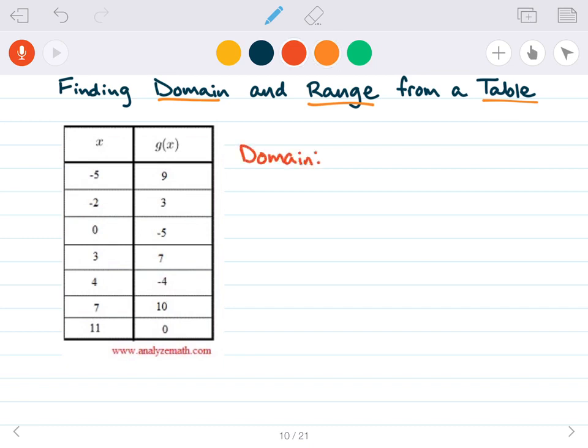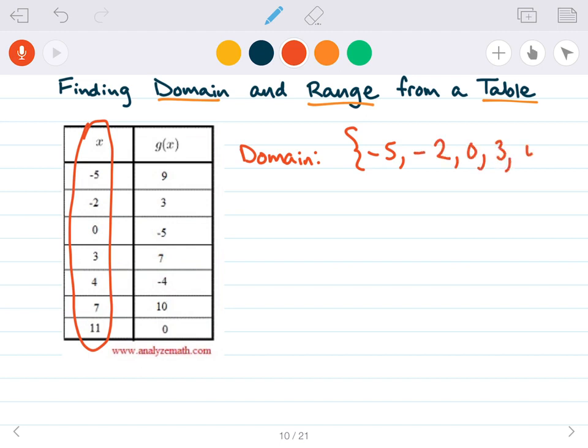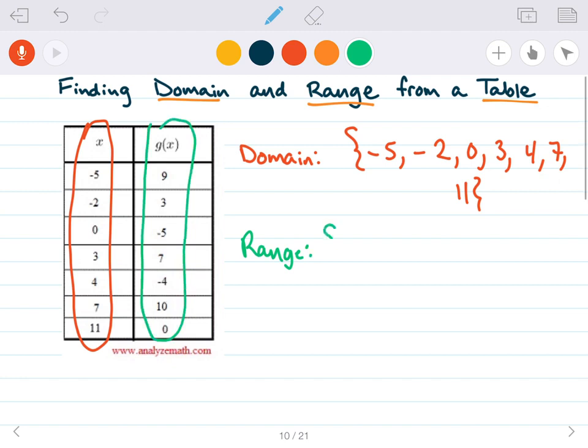So for the domain, we are looking at our input column, which is the x column, and we're just listing all of the inputs that we have in this table. So we have -5, -2, 0, 3, 4, 7, and 11. And for our range, we're going to do the same thing except with the output column. So we're just going to list our output values: 9, 3, -5, 7, -4, 10, and 0. Okay, so that's our domain and our range from a table.